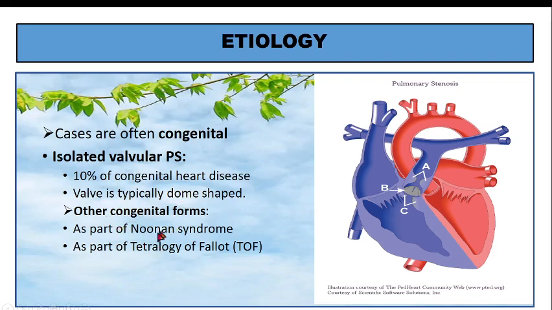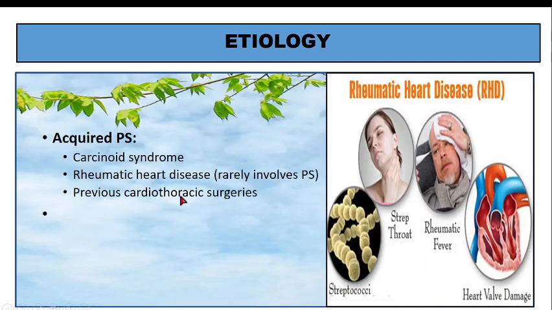then there is a syndrome which is called as Noonan syndrome, or maybe a Fallot's tetralogy. Okay, so as a part of Fallot's tetralogy, you already have listened to this video. There are four defects, and one of them is pulmonary artery stenosis. Okay, so maybe as a part of Noonan syndrome, as a part of tetralogy of Fallot, so this can be the thing, or it can be the valve is dome shaped. Okay, so these are the issues.